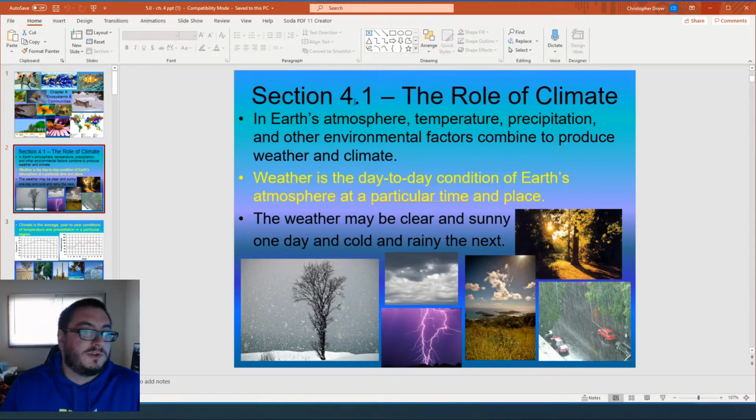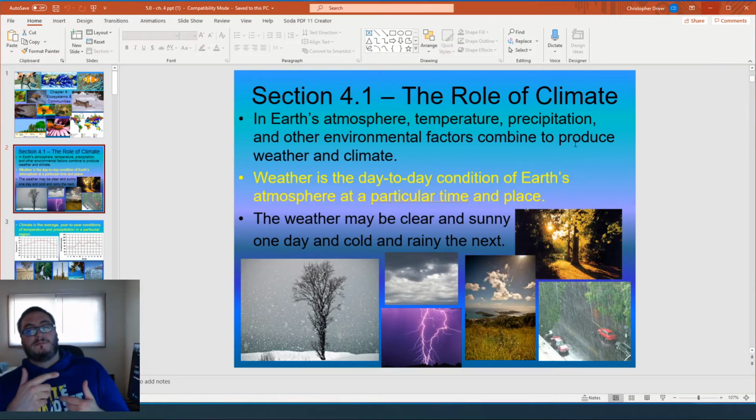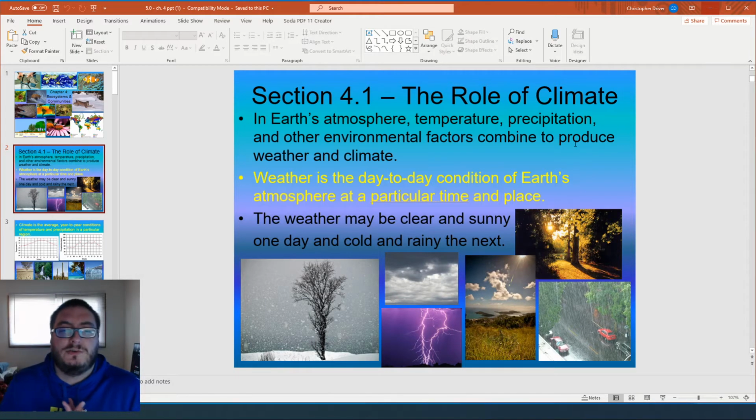So starting in section 4.1, the role of climate. We've got to talk about what climate is, how it works, how it's determined. In Earth's atmosphere, temperature, precipitation, and other environmental factors combine to produce weather and climate. Weather is the day-to-day conditions of Earth's atmosphere at a particular time and place. So you might see the Weather Channel and it's set to rain today or snow. Probably not now, but it can tell you exactly what to expect on a day-to-day basis.